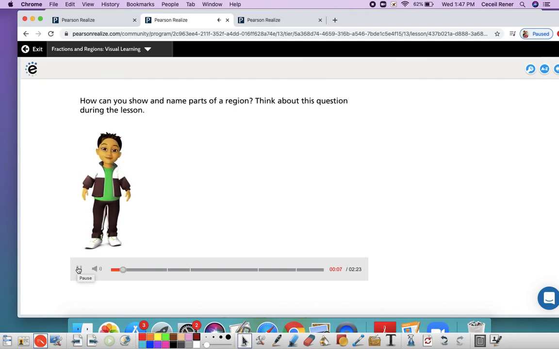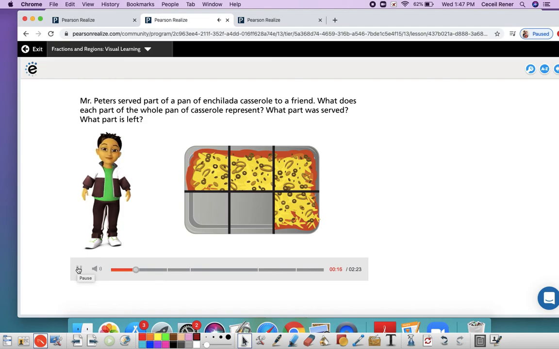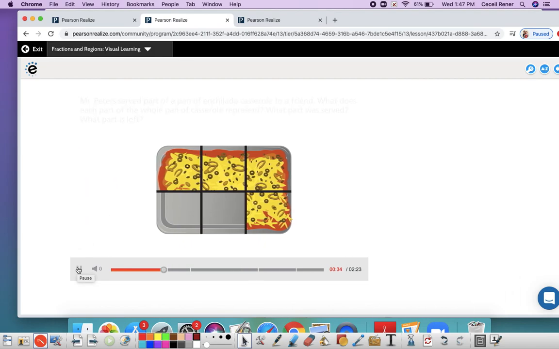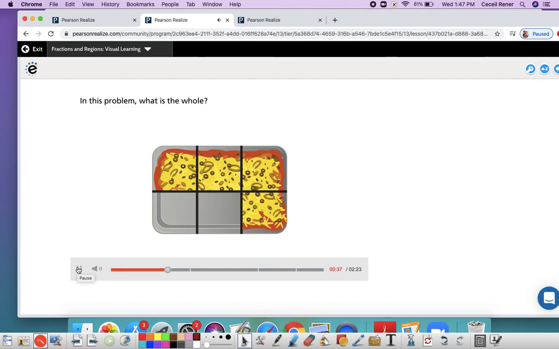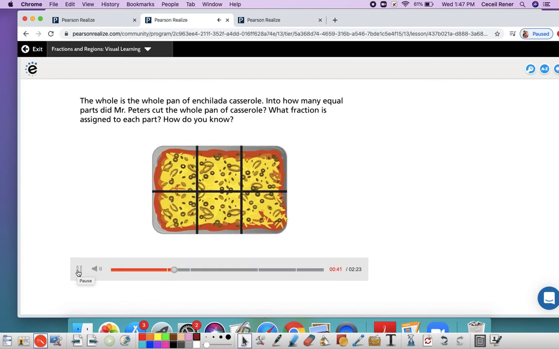How can you show and name parts of a region? Think about this question during the lesson. Mr. Peters served part of a pan of enchilada casserole to a friend. What does each part of the whole pan of casserole represent? What part was served? What part is left? All these parts look pretty tasty, that's for sure. In this problem, what is the whole? Okay, the whole is the whole pan of enchilada casserole.